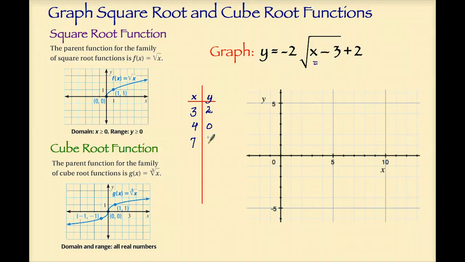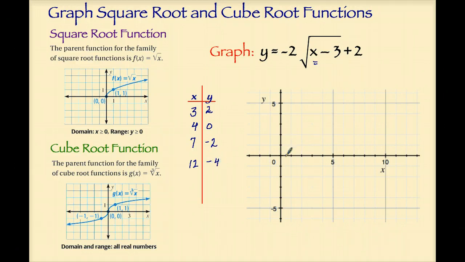Now, if you were doing this on your calculator, you could certainly get some decimals and graph them, etc. But I like choosing x values that are going to make some nice, neat integers to deal with. 7 minus 3 is 4. The square root of 4 is 2, times negative 2 is negative 4, plus 2 is negative 2. The next perfect square is going to be 9, so let's let x be 12, because 12 minus 3 is 9. The square root of 9 is 3, times negative 2 is negative 6, plus 2 is negative 4.